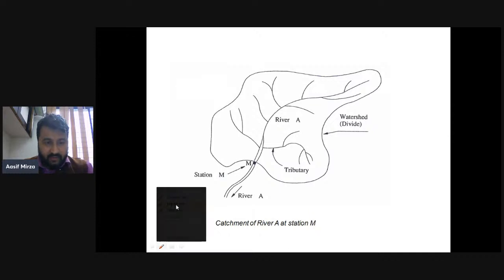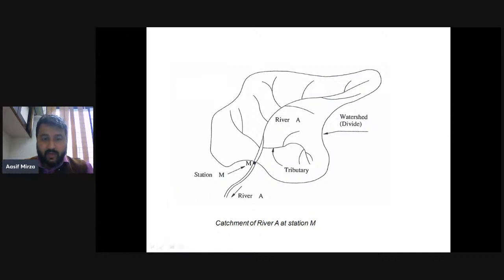You can see here in the diagram, this line is nothing but the catchment area. I am just using the red pen over here. This M station is nothing but the catchment area, and this river A is passing through it. This outer line is nothing but the watershed divide, and this river is passing through this M station. So this is nothing but the catchment area.